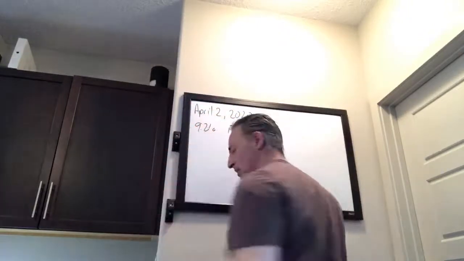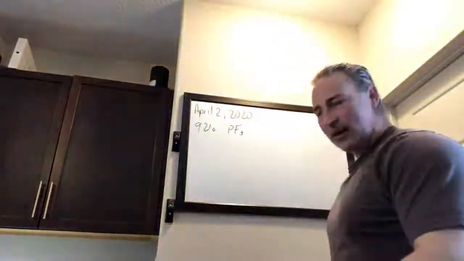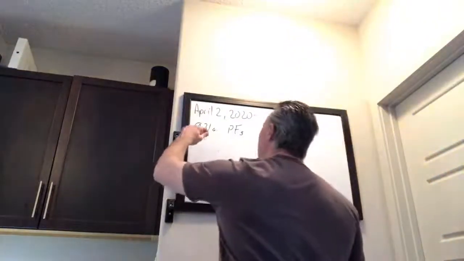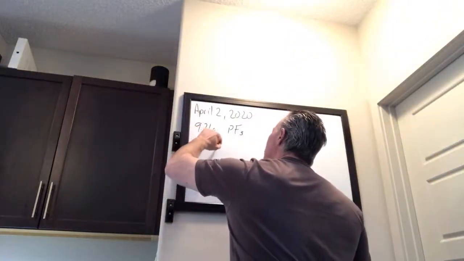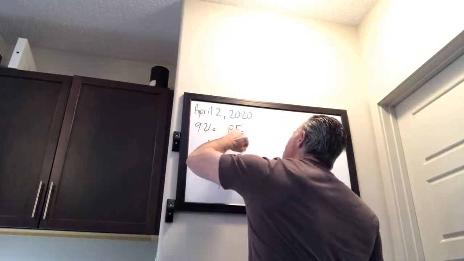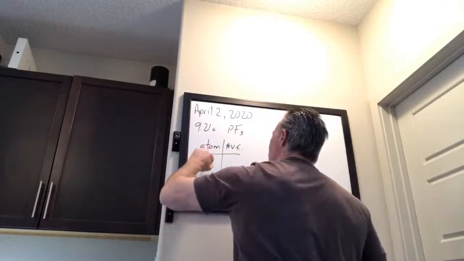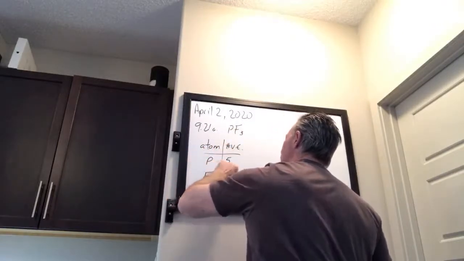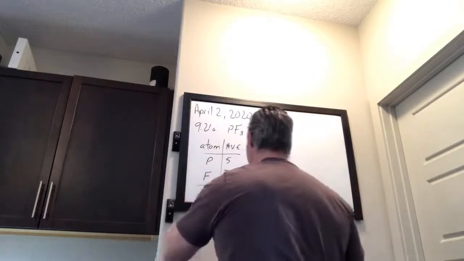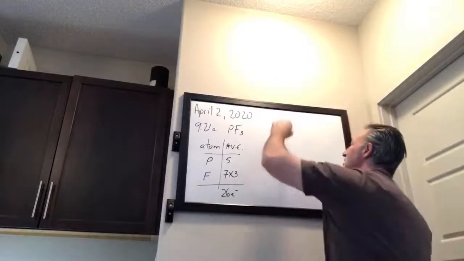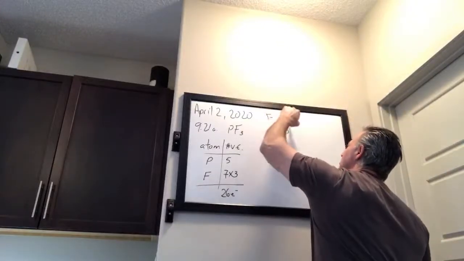So, as with all diagrams, we have to first start off with the Lewis structure. So, we'll draw a T-chart and see how many valence electrons we have. We have 5 in phosphorus, 7 in fluorine times 3 gives you 21 plus 5, or 26 electrons to account for in phosphorus trifluoride. So we'll draw the Lewis structure first.